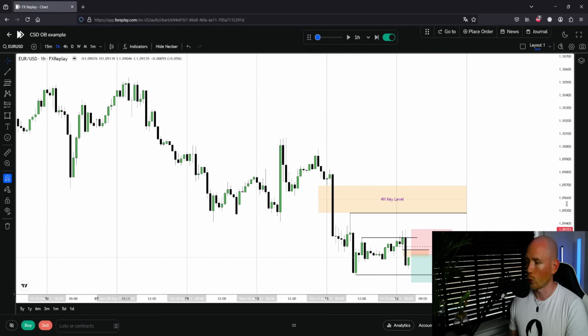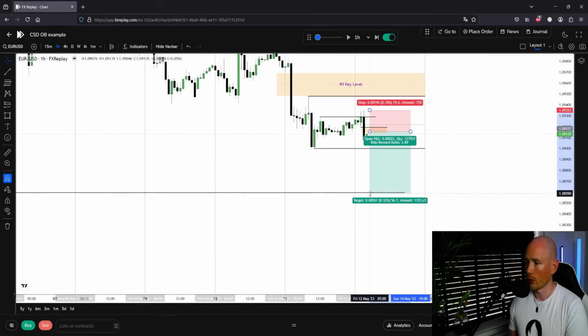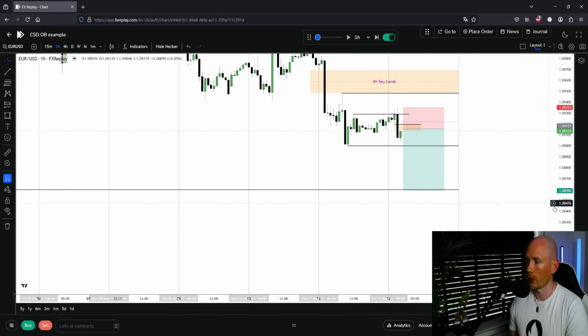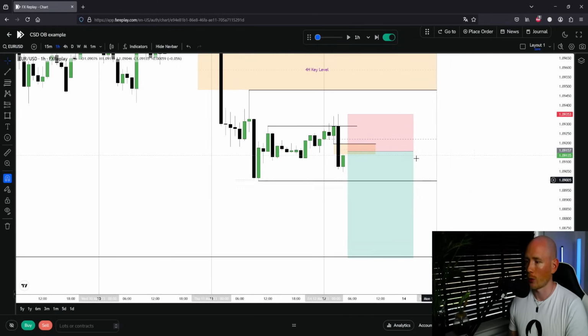So risk to reward wise, does this make sense? This is still like almost 3R, right? So this is a good trade setup. We have to put our stop loss on the CSD/OB because it is a CSD/OB. If it wasn't a CSD/OB, we're just wrong about the trade, right? And the direction. CSD/OB should always hold. That's the most important part. It should always hold. Otherwise, you didn't pick the right OB.